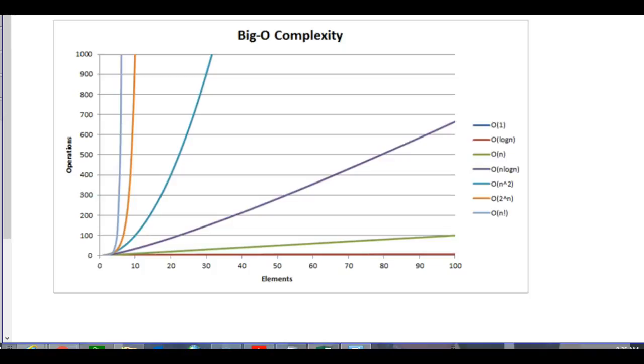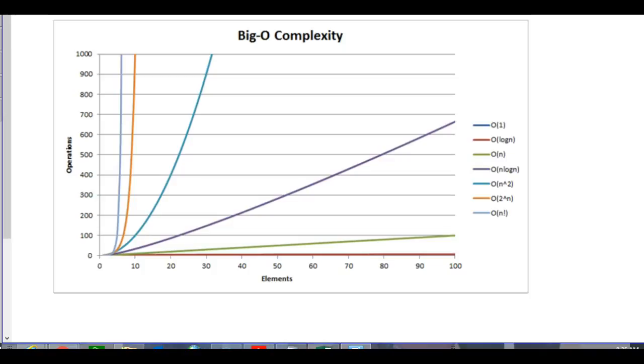For O(log n), that stays really, really flat. We have a very minimal number of comparisons for log n across the board. So in the beginning, it may not be ideal, but by the time you get out to having 100 elements, log n is much faster.